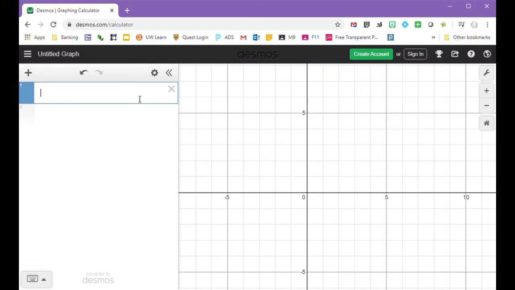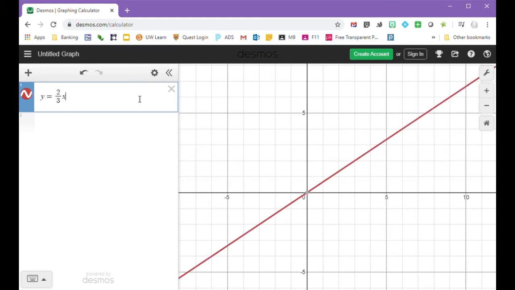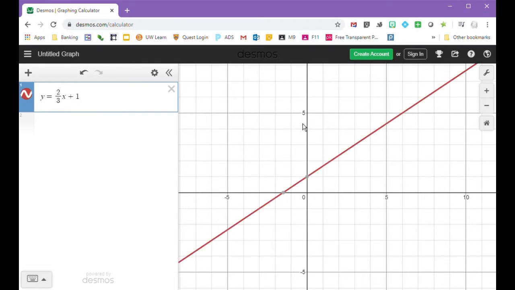I just want to show you why you do the y-intercept first. I'm just going to put a couple of equations here. So I've got y equals 2/3 x plus 1. That was the equation that we had on the page that we were just doing. That's y equals 2/3 x plus 1.